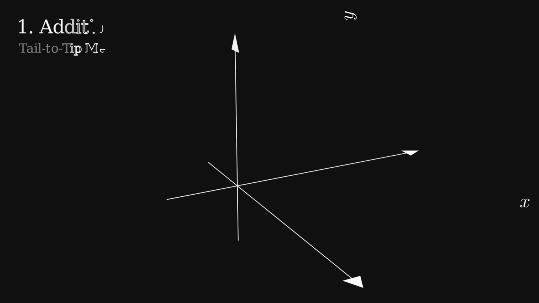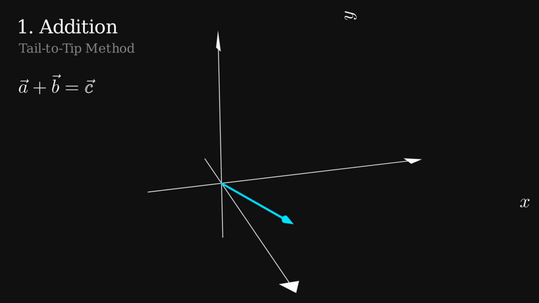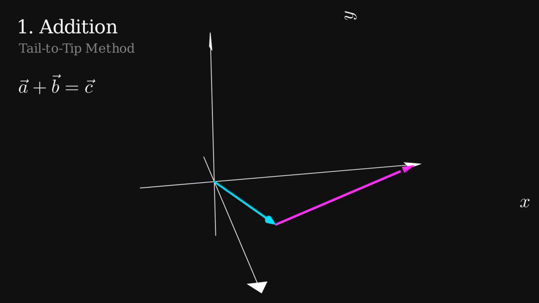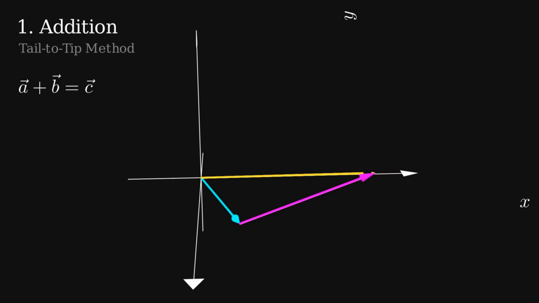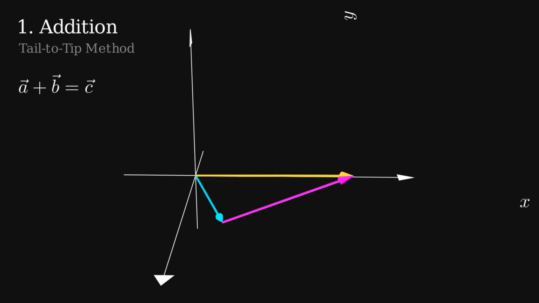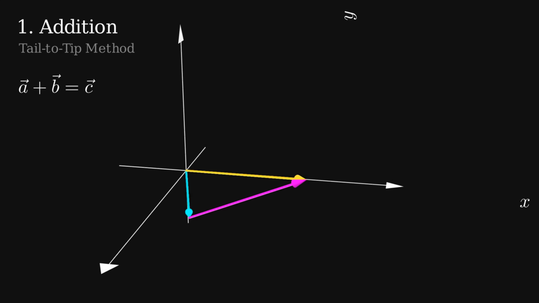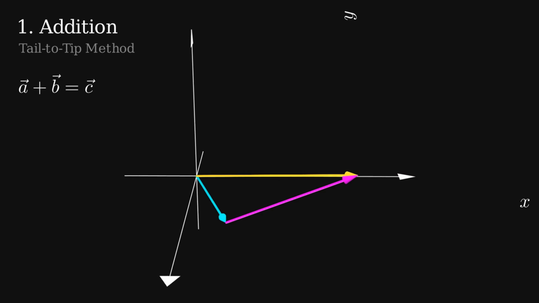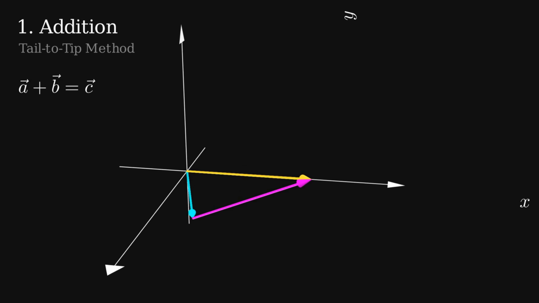Let's take a closer look at how vectors behave in a 3-dimensional space. We begin with addition. The most intuitive way to visualize this is the tail-to-tip method. Watch as we draw our first vector and then place the start of the second vector exactly where the first one ends. The sum is simply the direct path connecting the origin to that final destination.